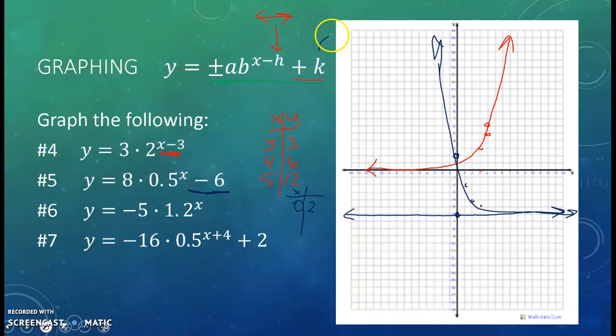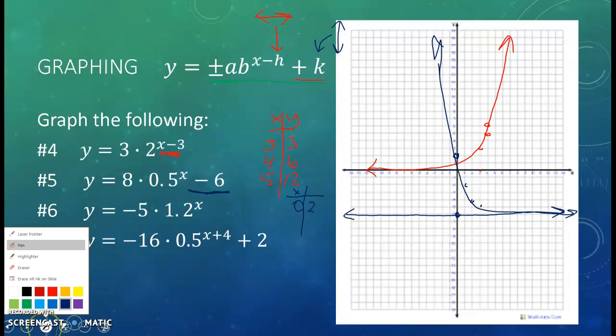The k value moves the graph up and down. Okay, up if it's positive, down if it's negative. And it just shifts things over. All right, so let's take a look at number 6.